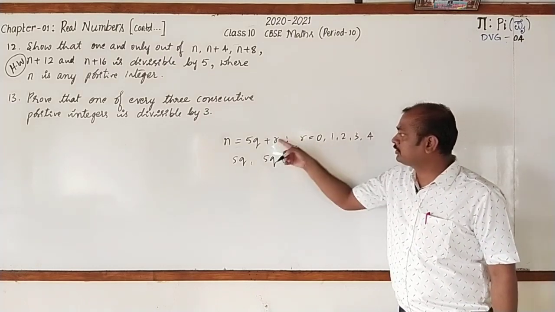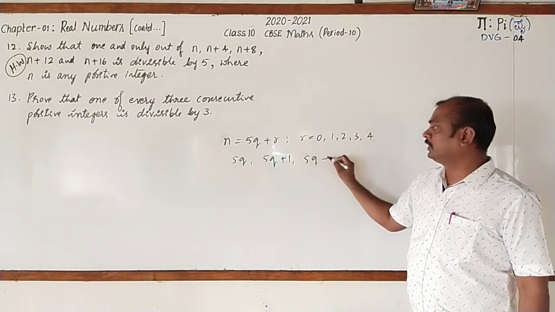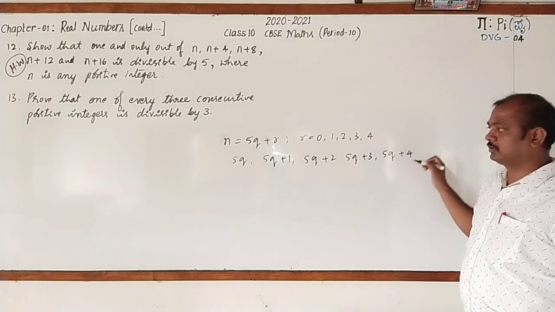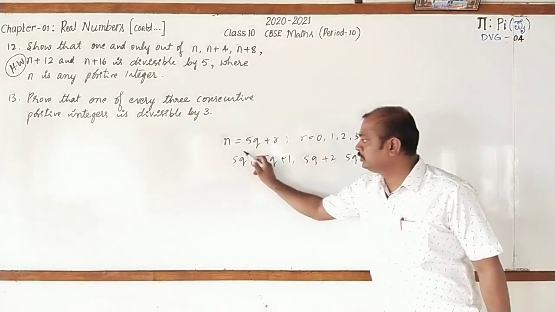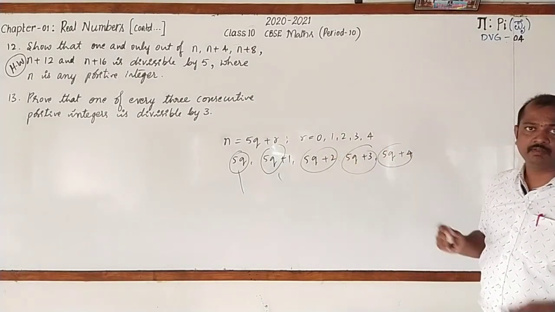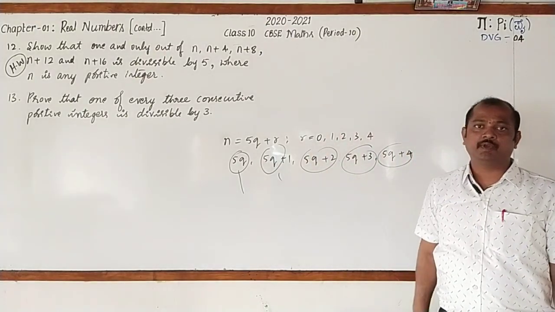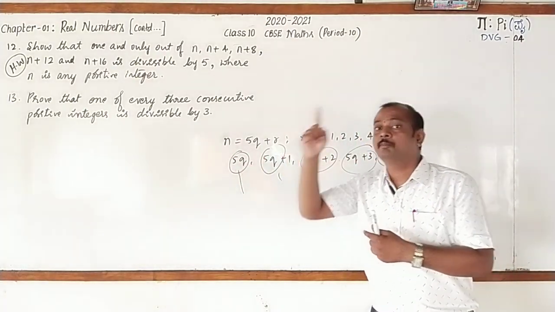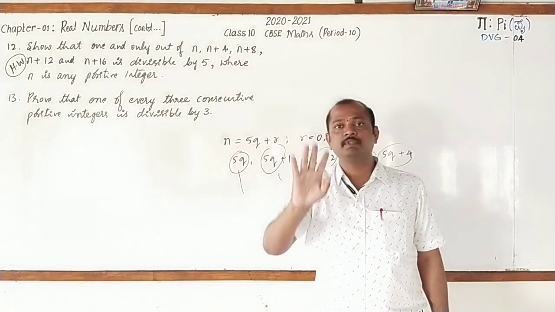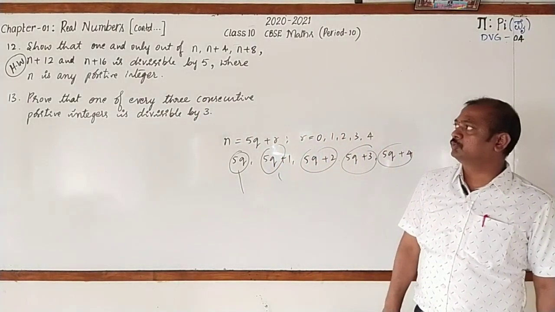See, when you substitute 0 in place of r, you will get 5q. For 1, 5q plus 1. Next one, 5q plus 2, 5q plus 3, 5q plus 4. Got it? Now, you come across case 1, case 2, case 3, case 4 and case 5. In every case, one of these is divisible by 5. Just like the previous one, but in that problem, we had taken one of three numbers divisible by 3, but here 5 are given. Okay, I hope that you can do it.